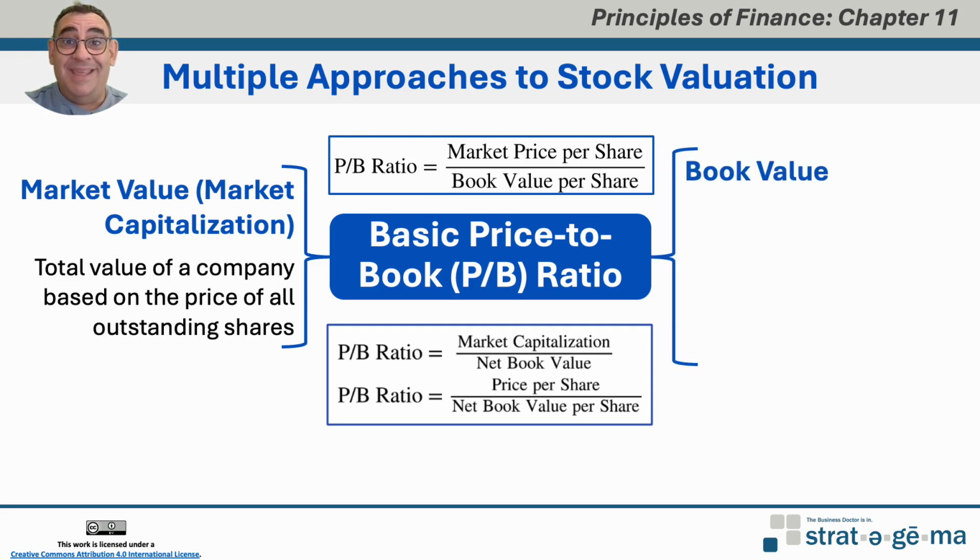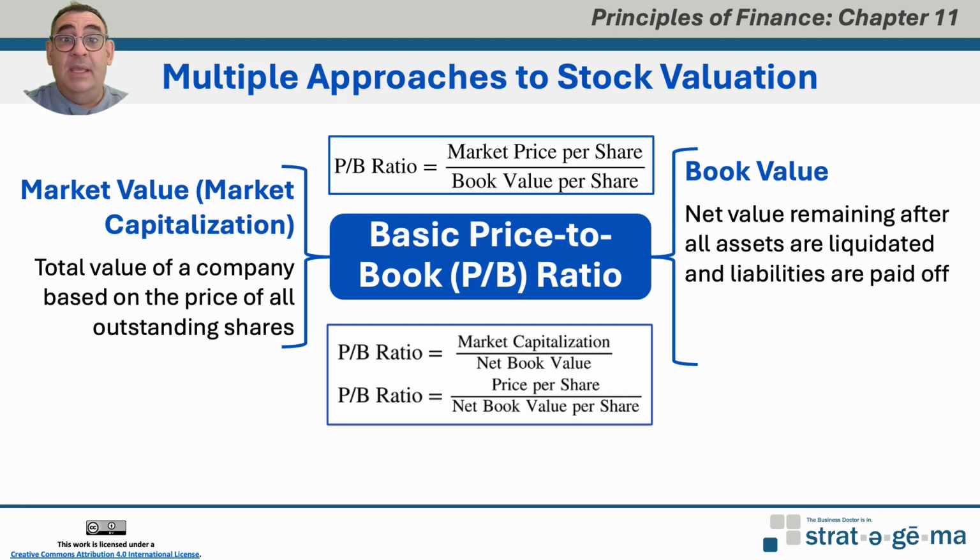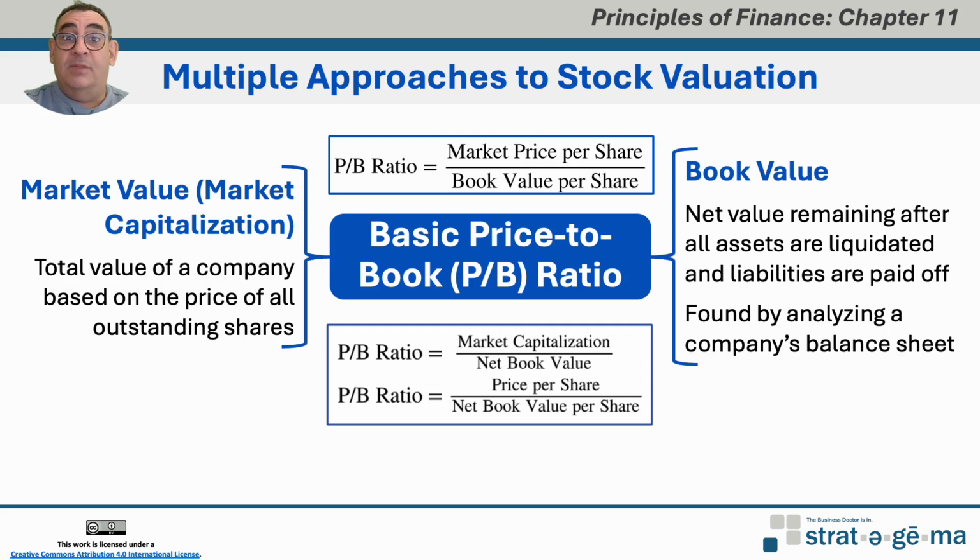The book value is the net value that remains if all the assets were liquidated and liabilities were paid off. And that's what you would have covered in your previous prerequisite accounting class. We can also look at it on a per share basis. So the price per share divided by the net book value per share. So we can do it in aggregate and total numbers or on a per share basis.